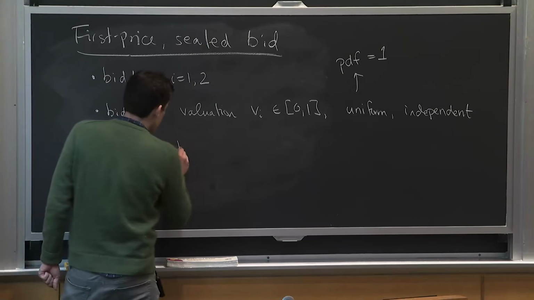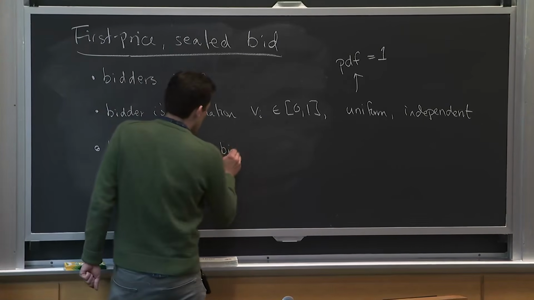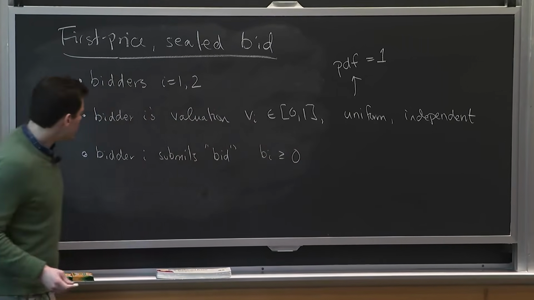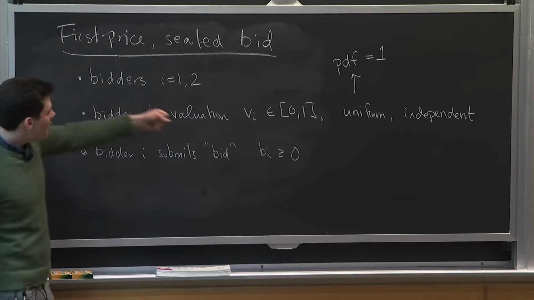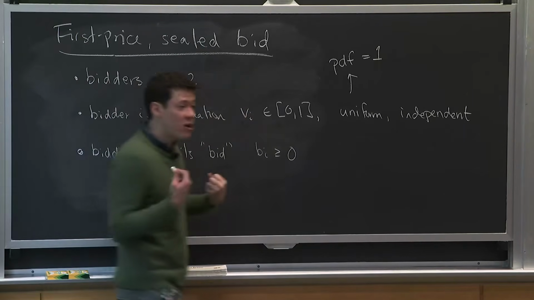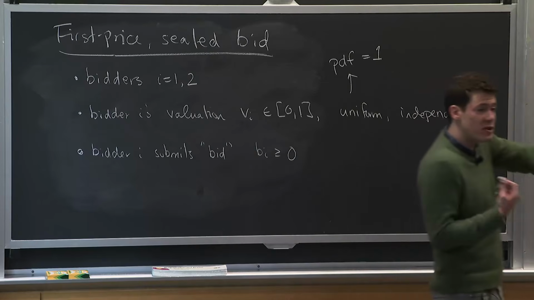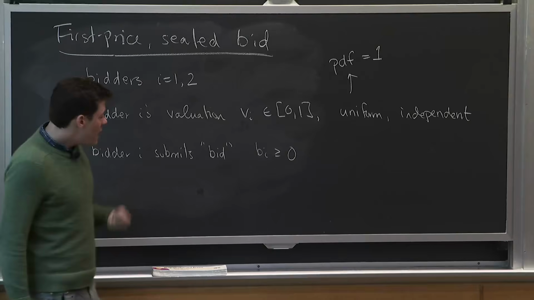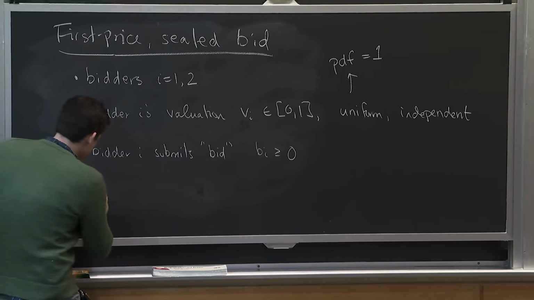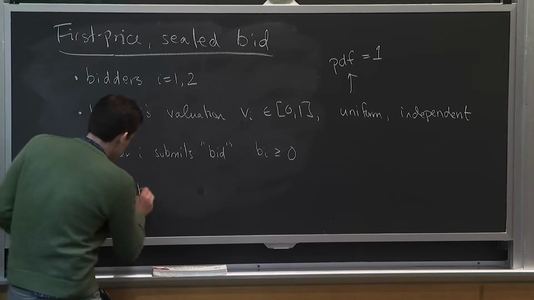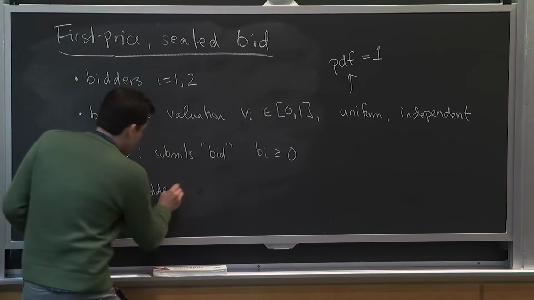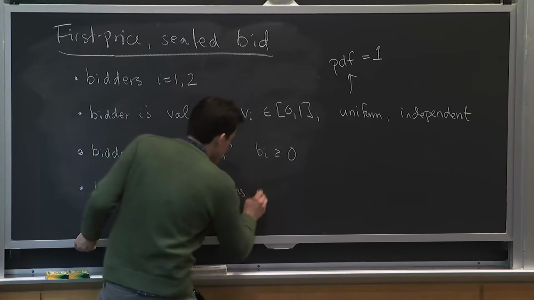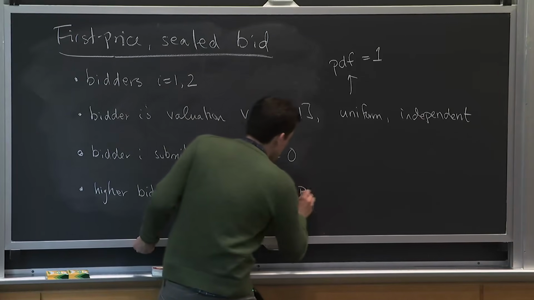And each bidder can submit a bid, let's say b_i, which is just a non-negative number, simultaneously. So here are the bidders. They each privately draw their valuations. Each bidder knows her own valuation, but not the other player's valuation, and then submits the bid b_i to the auctioneer. And then what happens? Well, the higher bidder, that is the bidder who bids more, wins the item, and pays their bid.